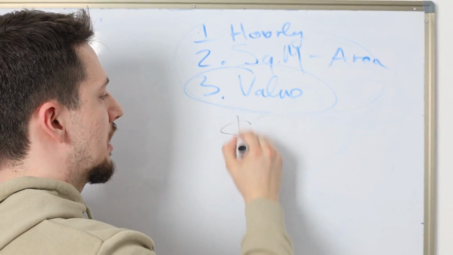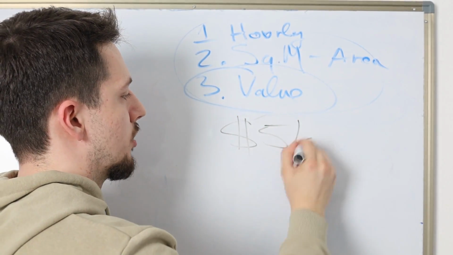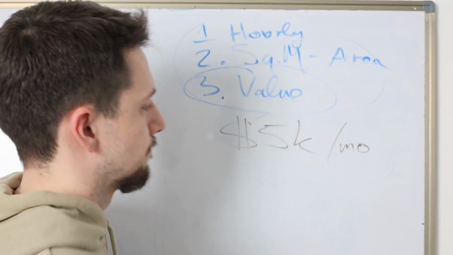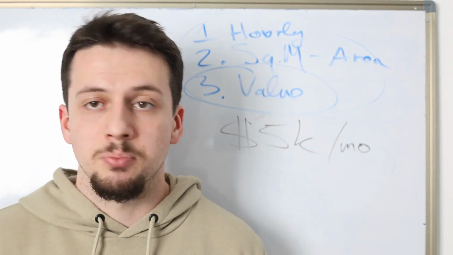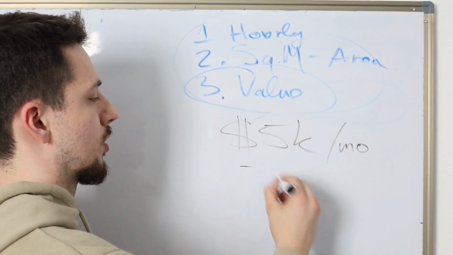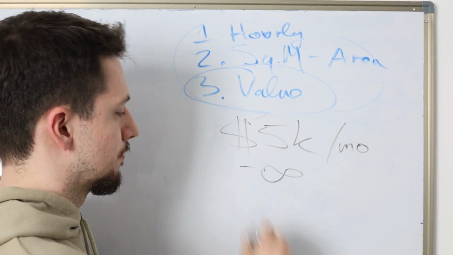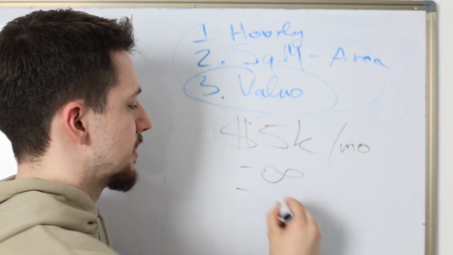You charge every single client $5,000 per month, right? And every time you charge them $5,000 per month, within that month, they have unlimited projects. So they have unlimited projects, but obviously only one at a time.